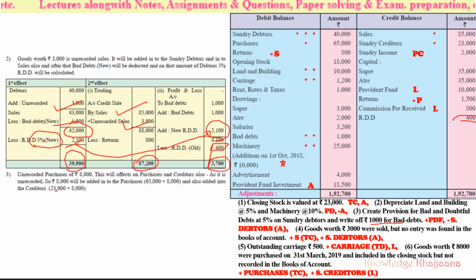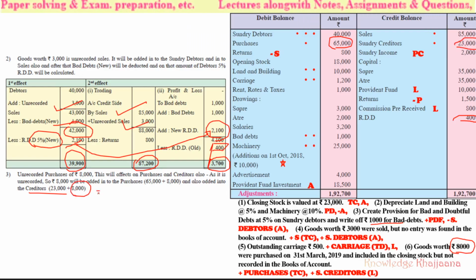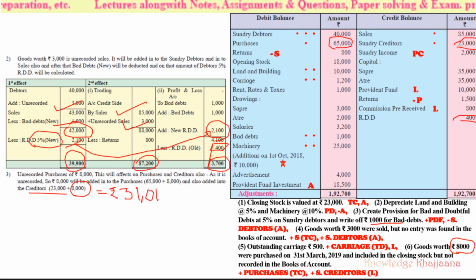Next, unrecorded purchases of rupees 8,000 will affect purchases and creditors also. As it is unrecorded, rupees 8,000 will be added to the purchases on the trading account debit side. Rupees 65,000 are the purchases given, plus rupees 8,000 as the unrecorded purchases, right? These unrecorded purchases are also added into the creditors. How much were the creditors? Rupees 23,000 plus that much value of unrecorded purchases. So total creditors will be rupees 31,000. In this we have completed solving this illustration number 7.